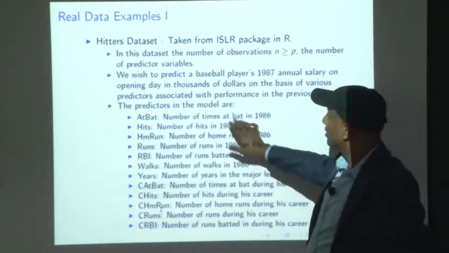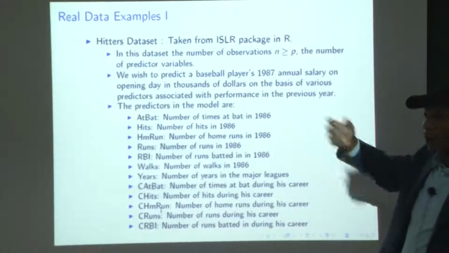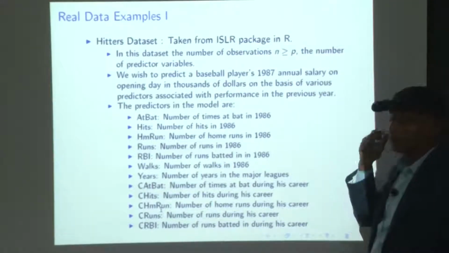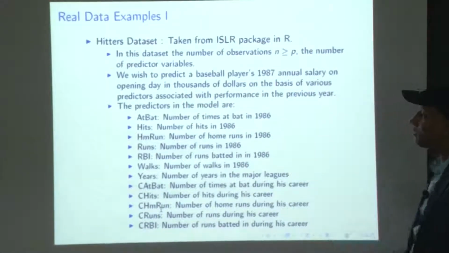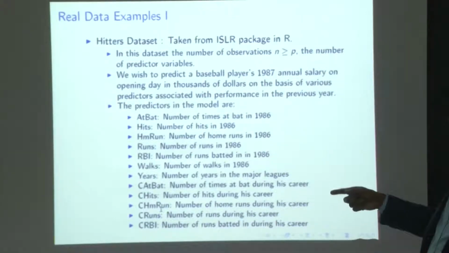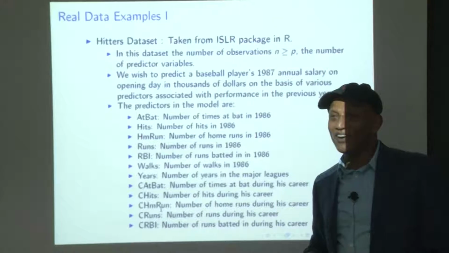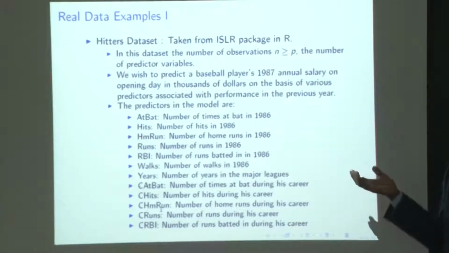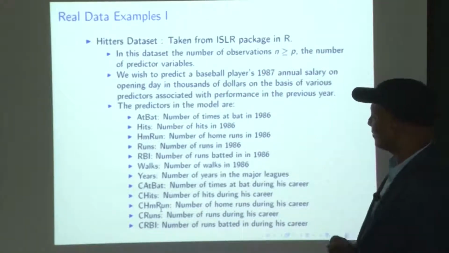So this is also the same way. We wish to predict a baseball player's 1987 annual salary. Here also I think all the players, how much bet would be, right? The similar type of thing. In the opening day, in thousands of dollars, on the basis of various predictors associated with performance in the previous year. I think what Subra was trying to mention is that IPL players nowadays make more money than the basketball players, it looks like. Although the basketball players were the richest people in the world even. Magic Johnson and others made billions of dollars even. So how to predict this thing?